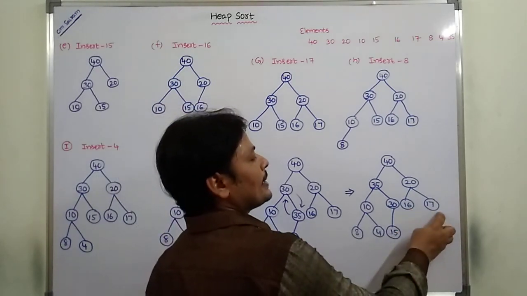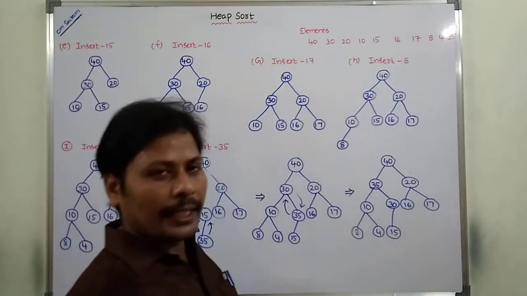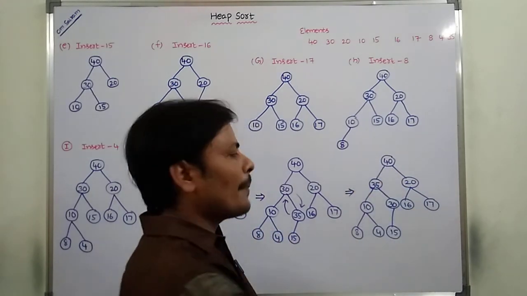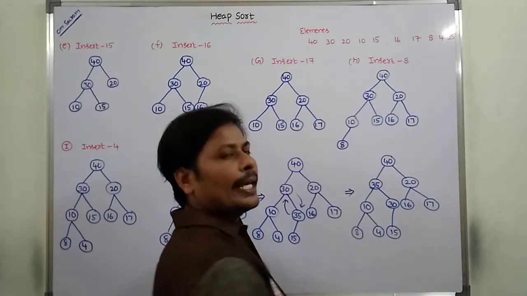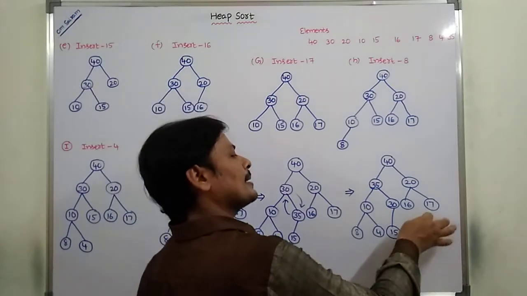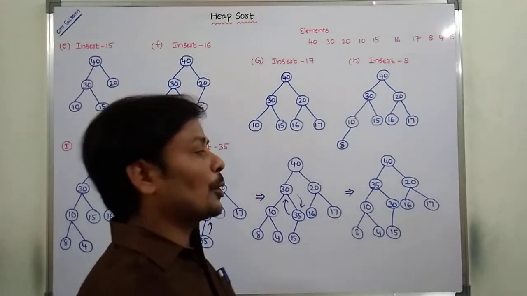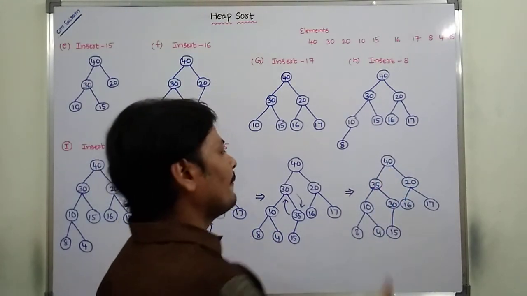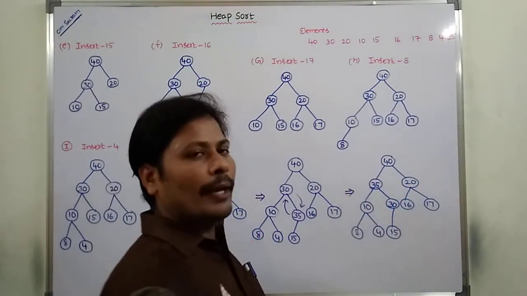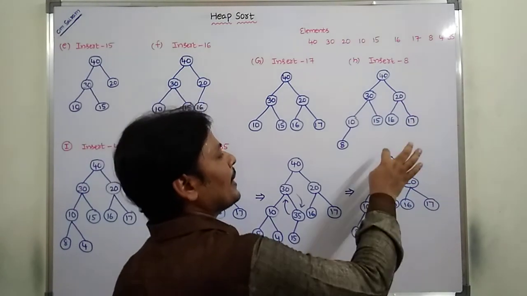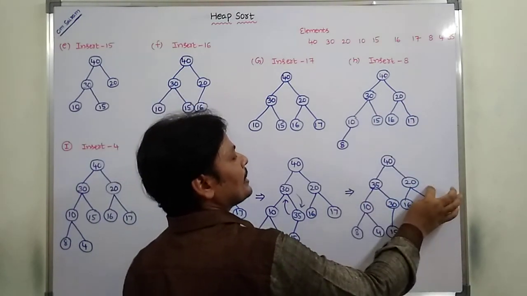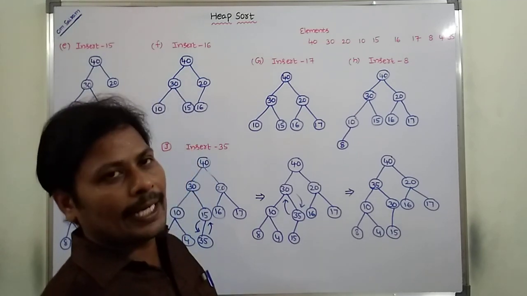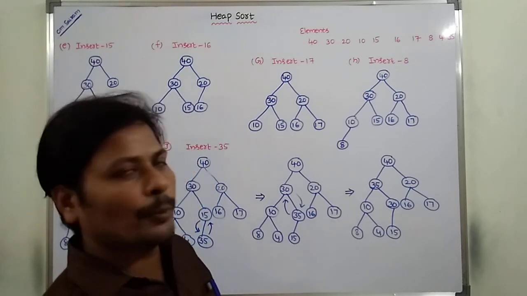Now 16 and 17 have the parent 20. Yes, 20 is greater than 16. It satisfies the maximum heap property. 20 is greater than 17, so it satisfies the maximum heap property. 35 and 20 have the parent 40. 40 is greater than 35, so it satisfies the maximum heap property. 40 is compared with 20. 40 is greater than 20, so it satisfies the maximum heap property.